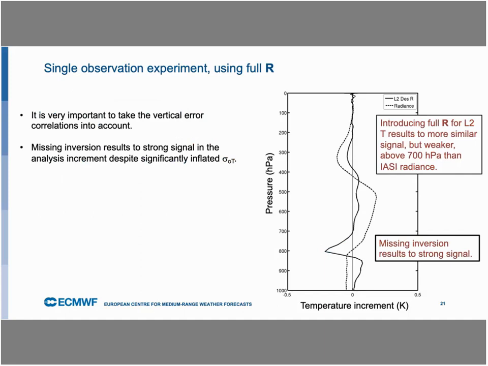And even though the missing inversion still results in a very strong signal above 700 hectopascals, the information brought into assimilation from the retrieval is similar to the radiance assimilation. And the strength of the increments is smaller for the retrieval assimilation because we have had to inflate the errors so strongly. So radiance assimilation is bringing a larger signal into the system.